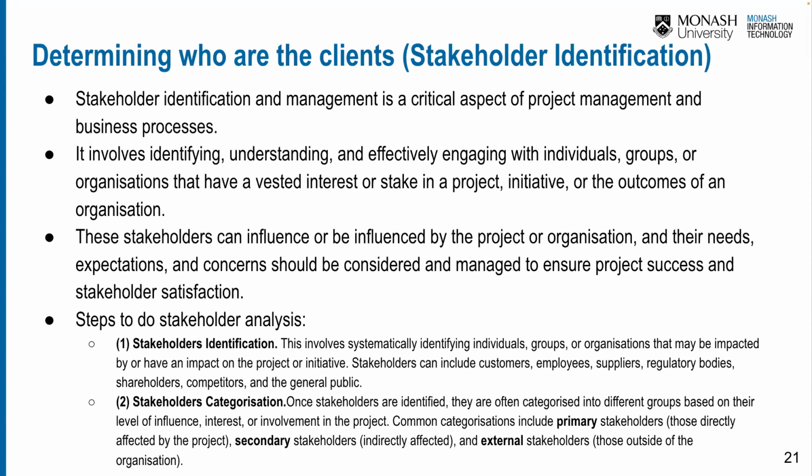And once we identify the stakeholders, we need to categorize them into primary stakeholders, secondary stakeholders, or external stakeholders, okay? Primary stakeholders are the people or groups directly affected by the project, who are the main users of the application or the product. Secondary stakeholders are indirectly affected by the product or the project. And external stakeholders are those outside of the organization, okay?